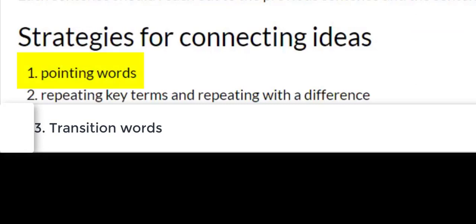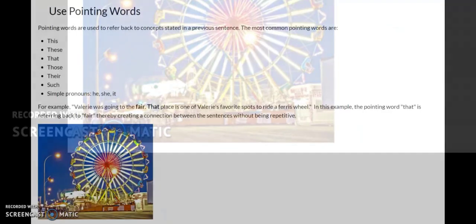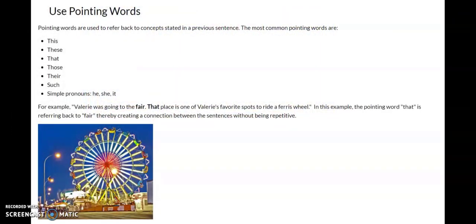You can use pointing words, repeating key terms and repeating them with a difference, and including transition terms. Let's take a look at pointing words. Pointing words are used to refer back to concepts stated in a previous sentence. The most common pointing words are this, these, that, those, there, such, and even the simple pronouns he, she, and it.